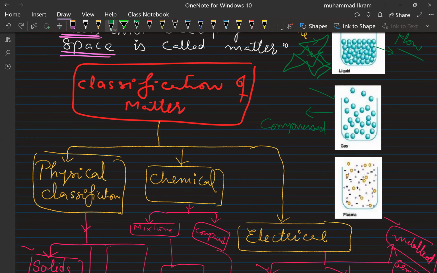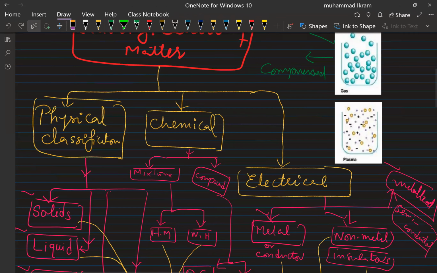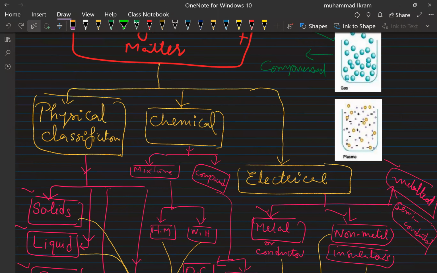The molecules of the gas are constantly striking the walls of the container and thus exert pressure on the walls of the container in which the gas is kept. So that is gases. Oxygen is a gas, hydrogen is a gas, like that.